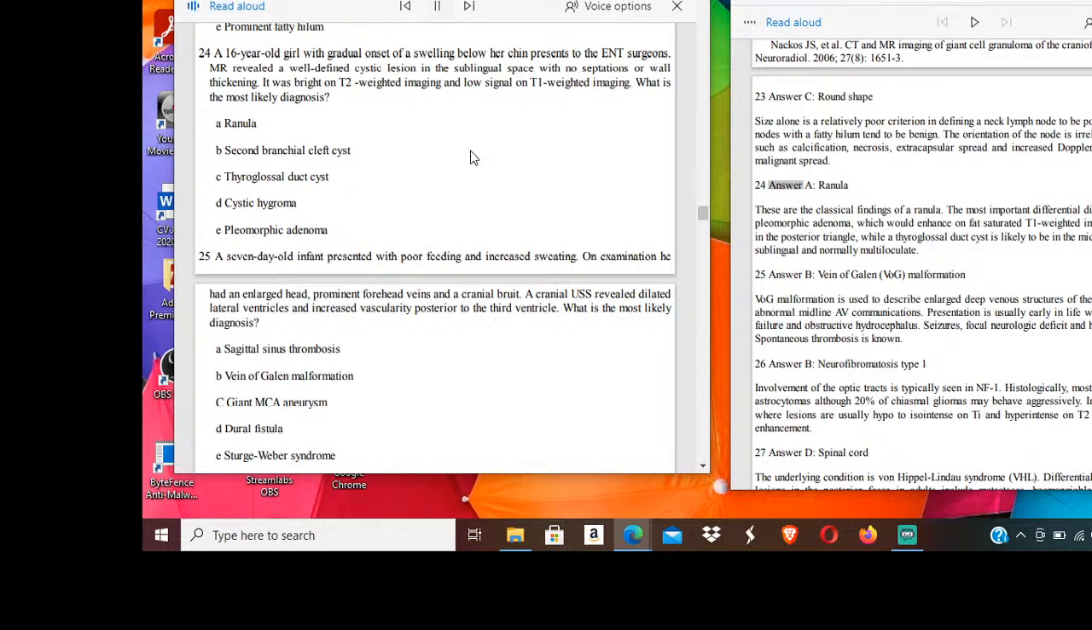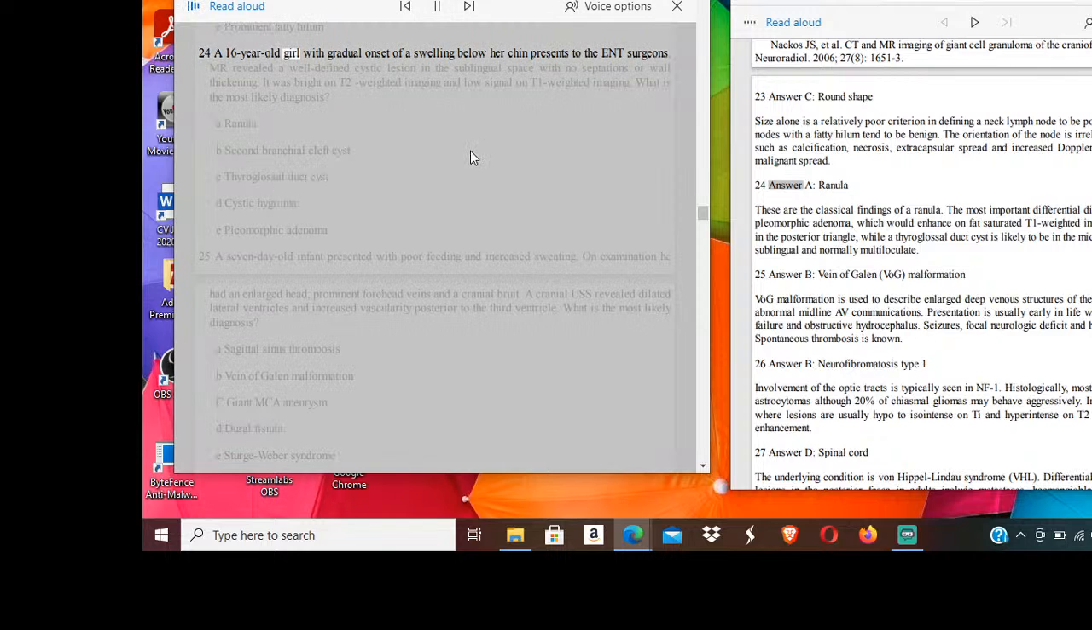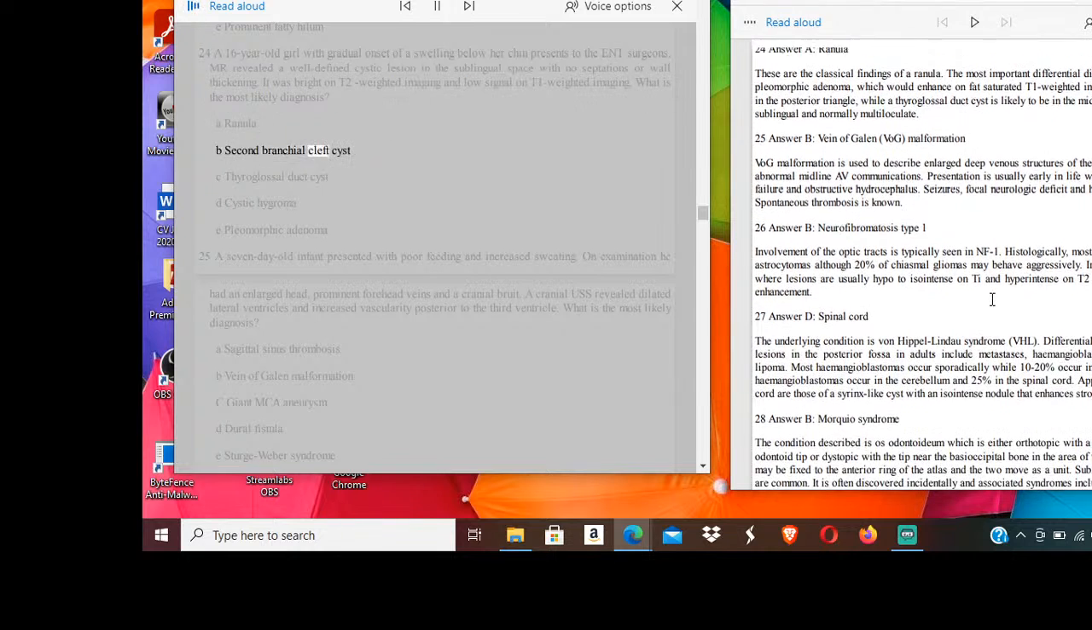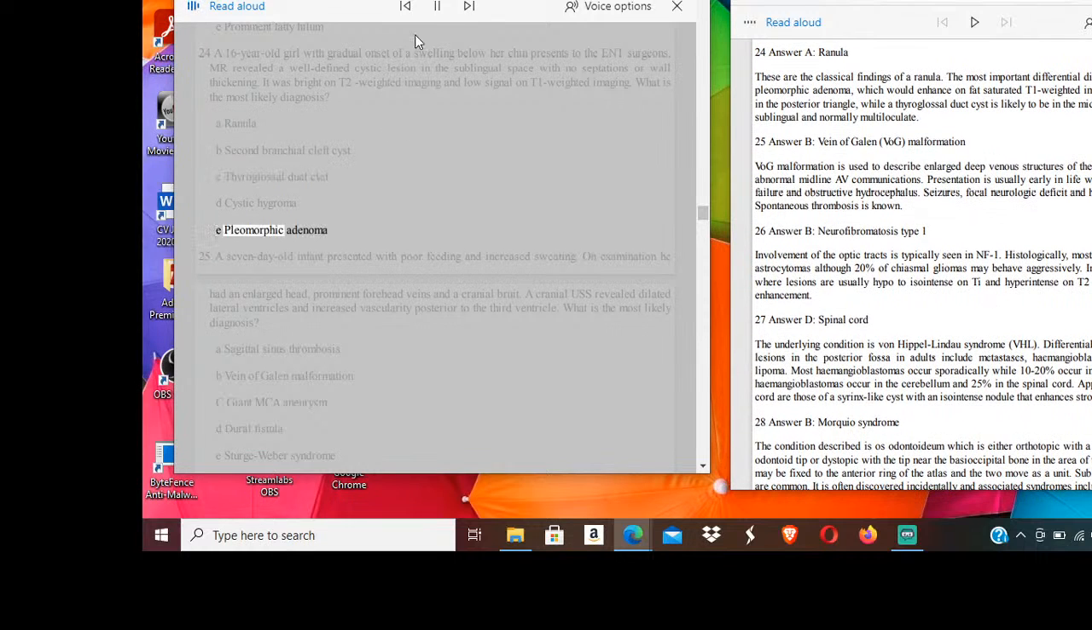24. A 16-year-old girl with gradual onset of a swelling below her chin presents to the ENT surgeons. MR revealed a well-defined cystic lesion in the sublingual space with no septations or wall thickening. It was bright on T2-weighted imaging, and low signal on T1-weighted imaging. What is the most likely diagnosis? A. Ranula. B. Second branchial cleft cyst. C. Thyroglossal duct cyst. D. Cystic hygroma. E. Pleomorphic adenoma.